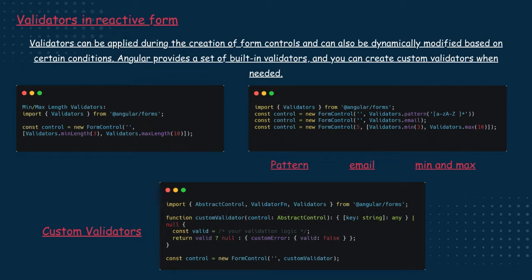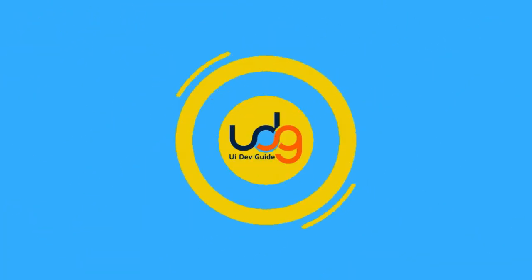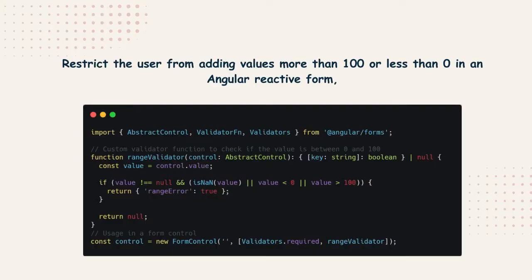Okay. So suppose I have an input box, and that should be an age input box. And I don't want the user to input less than 0 and greater than 100, because the average age of a person or human is not more than 100, correct? So I want to restrict the user. So how can I do this?